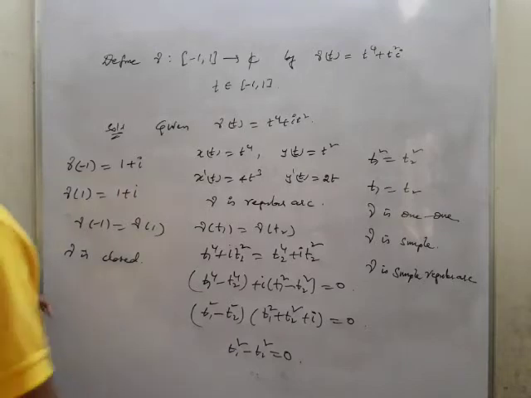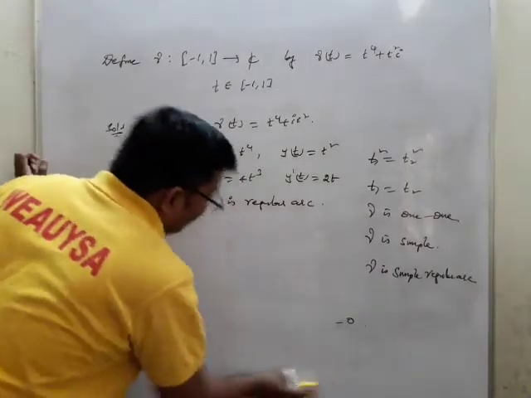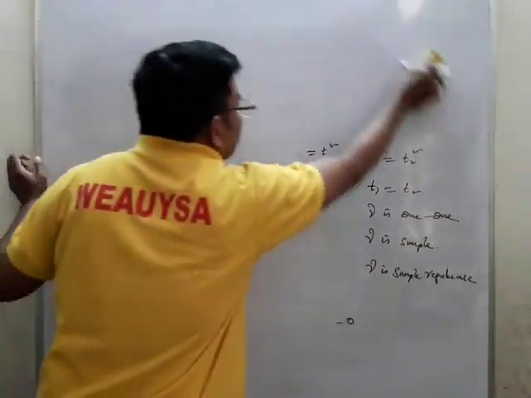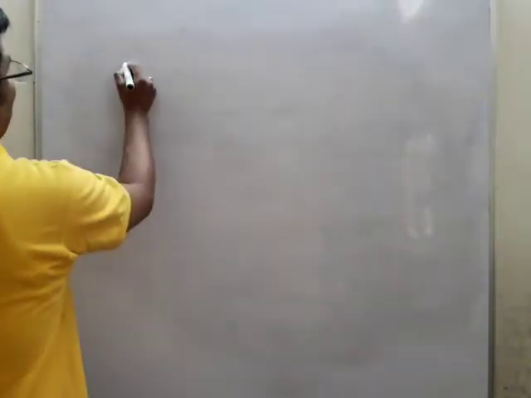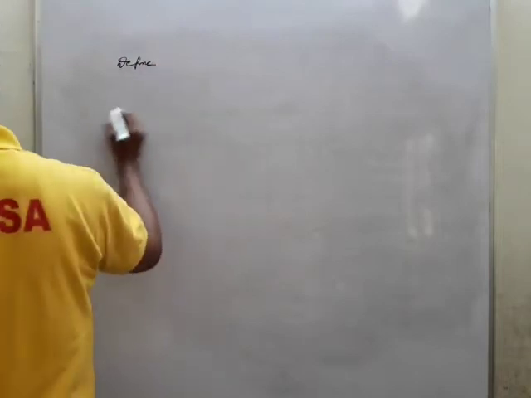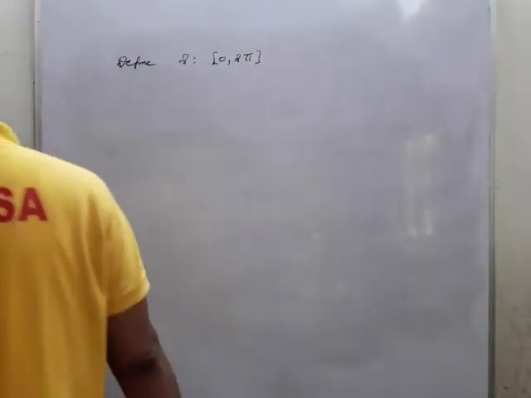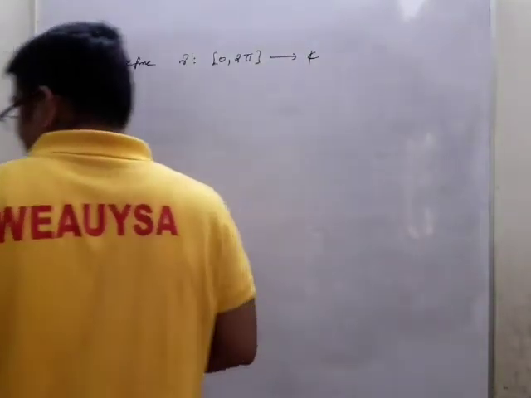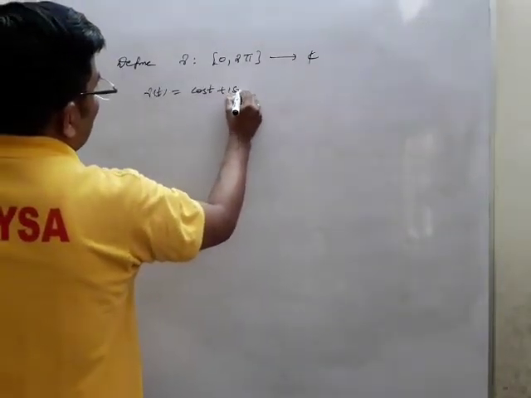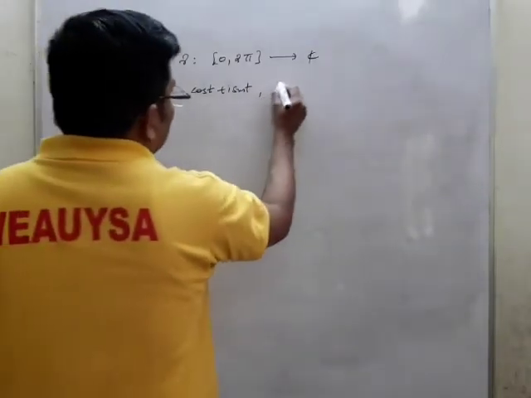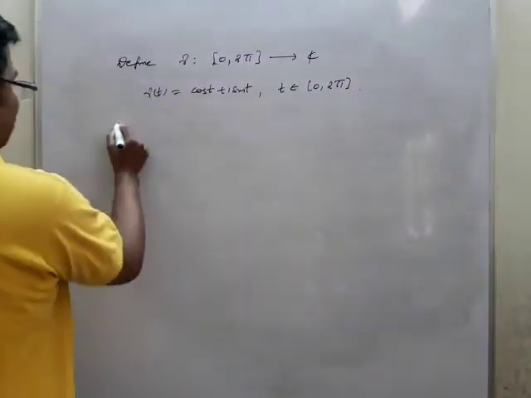So like this we can do the problem very easily. This is how we can do any given problem, whether it is a simple or regular arc. Now let us go one more. Define gamma from 0 to 2 pi maps to C such that gamma of t is equal to cos t plus i sin t, where t belongs to 0 comma 2 pi. Now this is given.